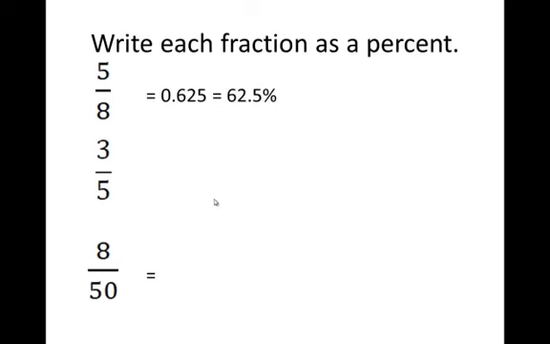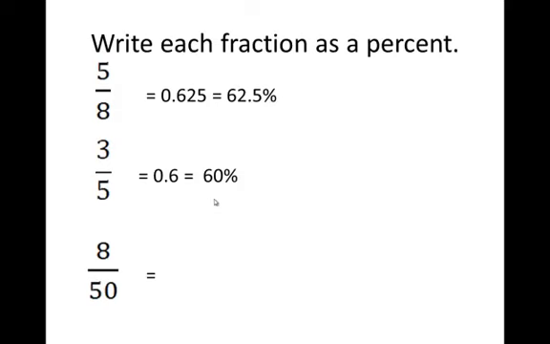5/8, we would first take it and write it as a decimal. So 5/8 will give us 0.625 when we divide on our calculator. Remember, you always put the top number in your calculator first. Move it over twice to get 62.5%. 3/5 would first, when we divide, give us 0.6, and then we move it over twice to get 60%.